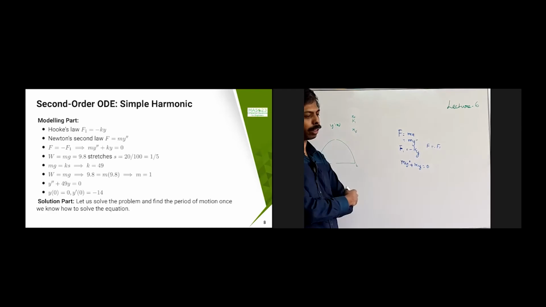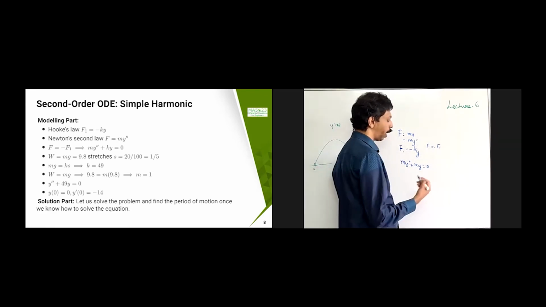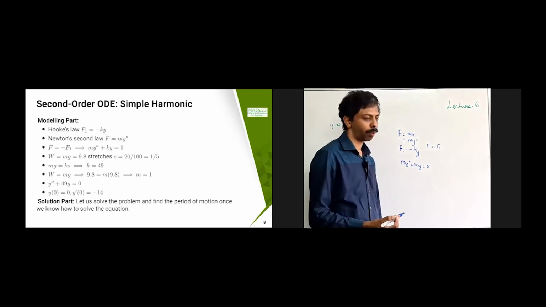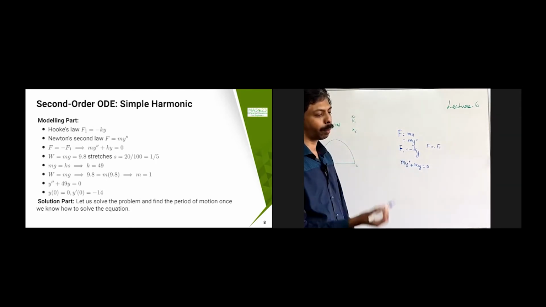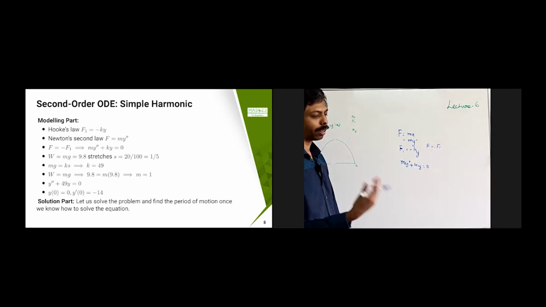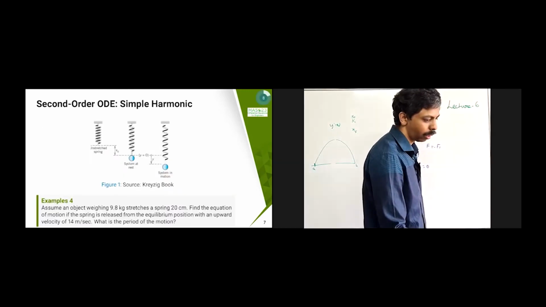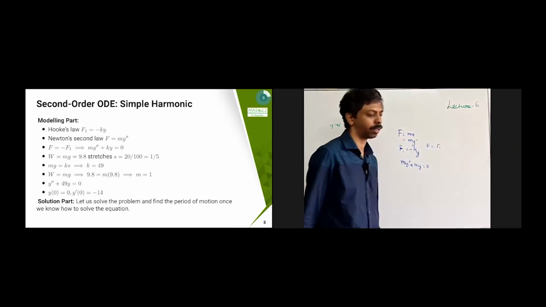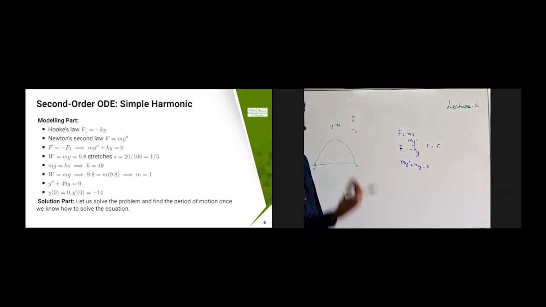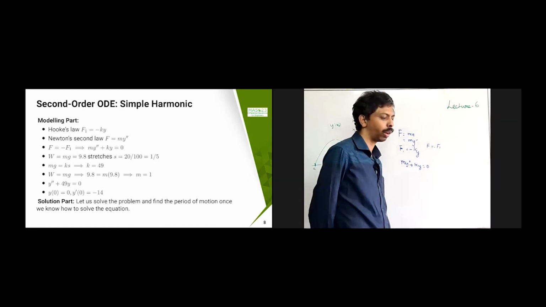For the previous problem, it is given that the weight is 9.8, and it stretches 20 centimeter. So the stretch S is going to be 20 by 100, converting it into SI units, which gives 1 by 5.